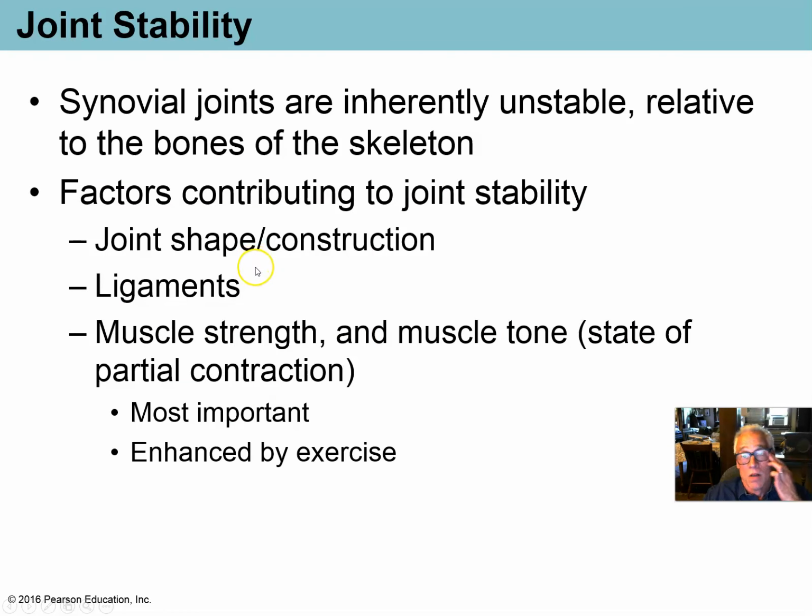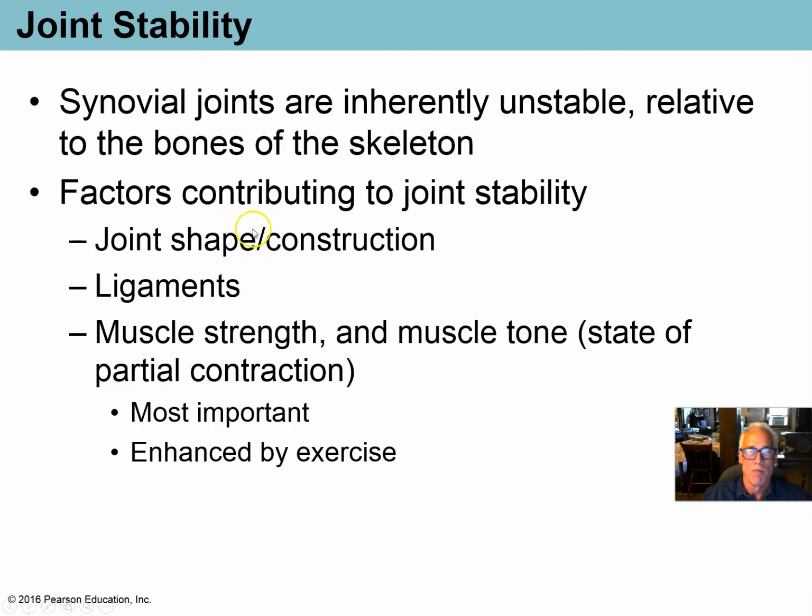The stability of joints. Well, as we said, the skeleton is extremely stable. The joints represent the weak link. They're much less stable. The joints sort of occupy a little bit more geography.